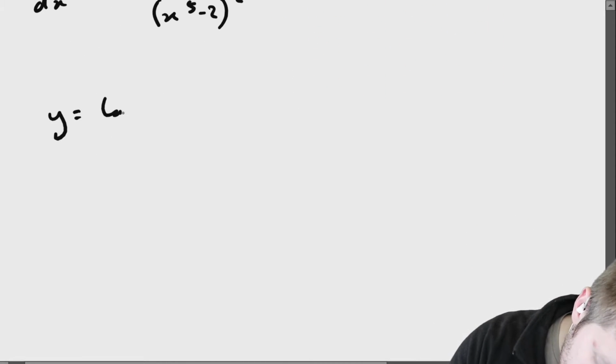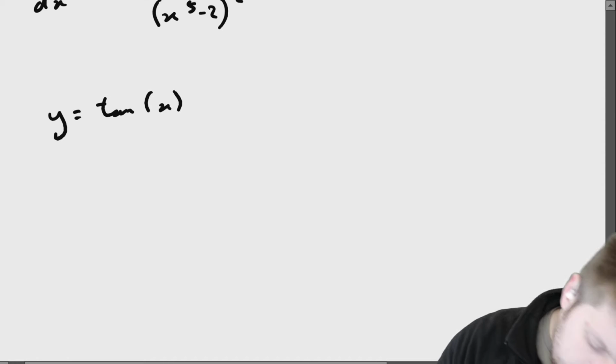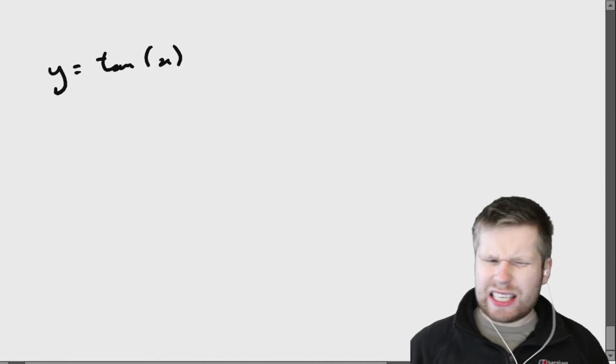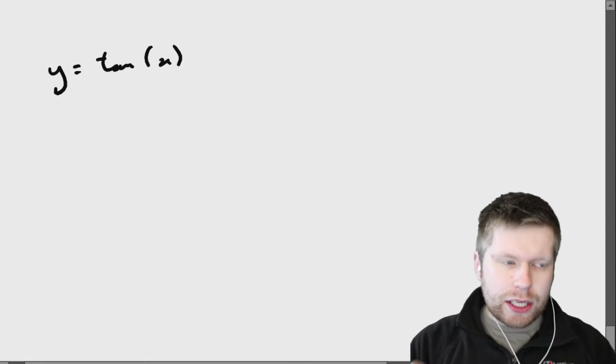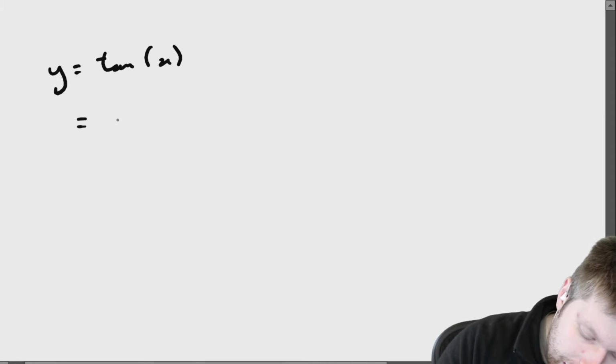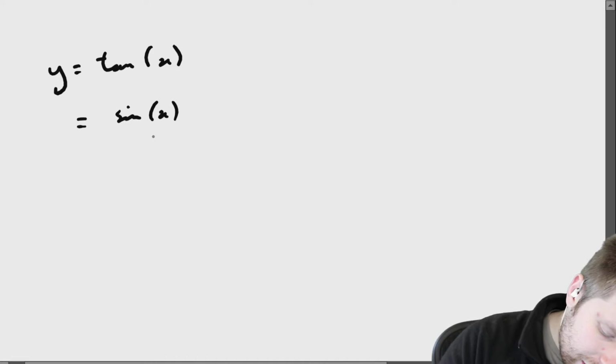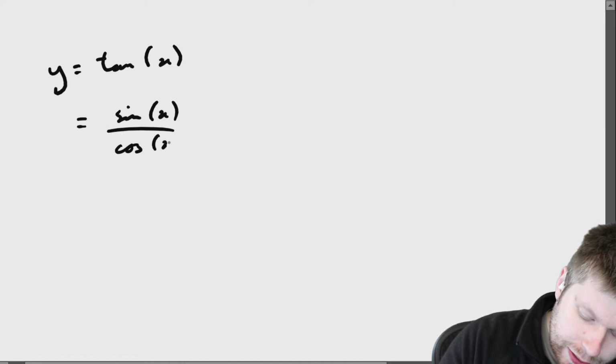So y is equal to the tan of x. Okay, so this one, you say, well, hang on a minute, this is not a quotient. I'm not dividing two things by each other. Except you are. Because if you remember the identity that tan of x is equal to sine of x divided by cosine of x, okay?